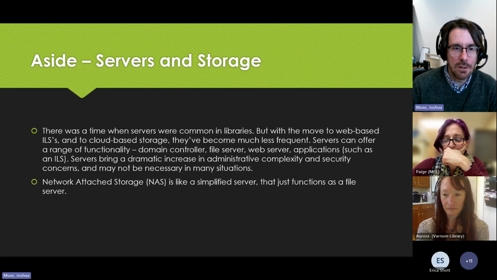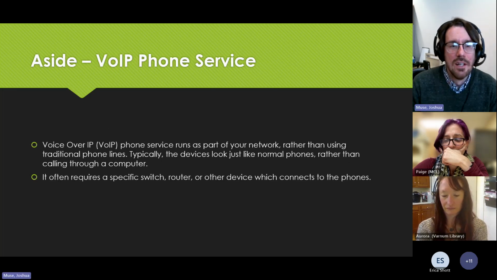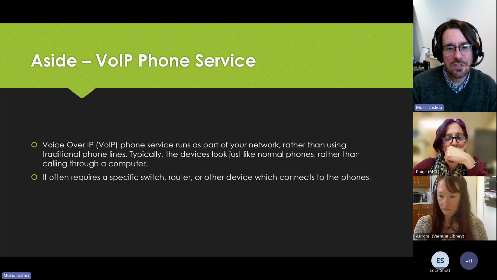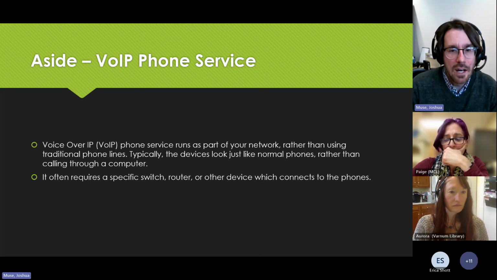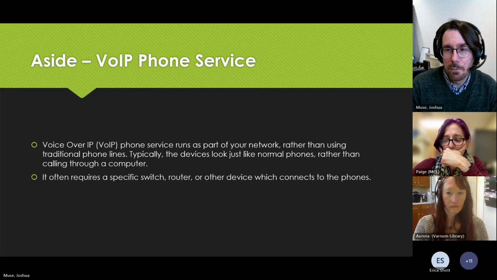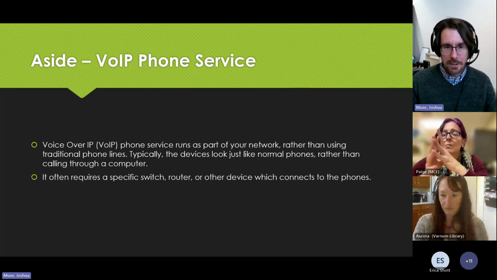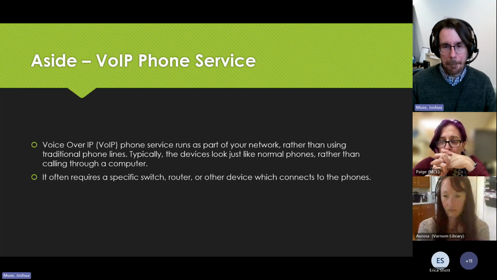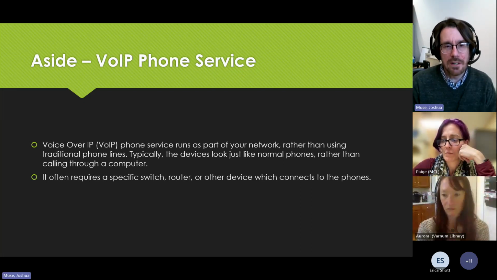Okay, so I just want to talk about VoIP for a second. VoIP, which is voice over IP, is basically phone service that runs on your network, on Ethernet cables, rather than using what we think of as a traditional phone line. Typically a VoIP phone just looks like a normal phone. It just plugs into an Ethernet jack instead of a telephone jack, and it is part of your network.